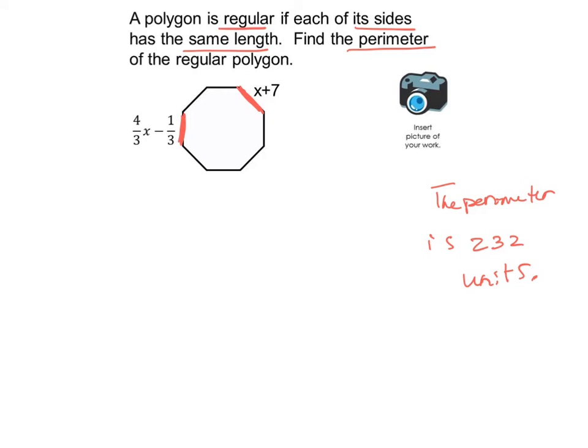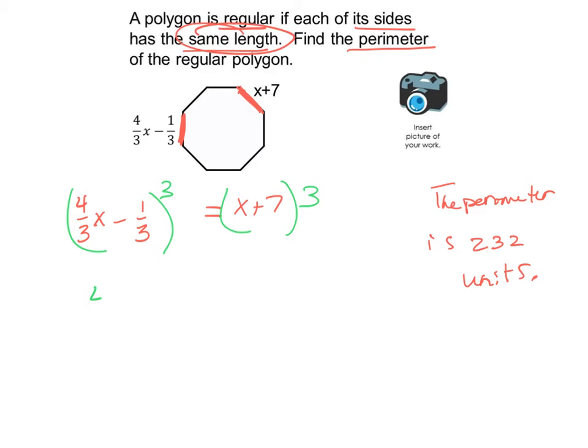These two sides I have information for, and those two sides have the same length, so I set them equal to each other. 4/3 x minus 1/3 is equal to x plus 7. Okay, I have fractions, so I'm going to multiply every term by 3. So I get 4x minus 1 equals 3x plus 21.